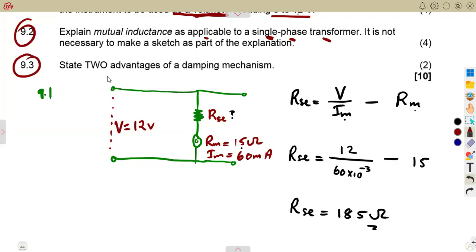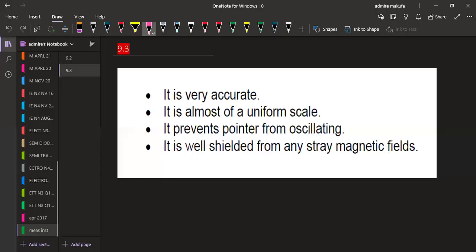Then on 9.3, state two advantages of a damping mechanism. What is it that you have to consider as the advantages? It is very accurate. It is almost of a uniform scale, and it prevents the pointer from oscillating. It is well shielded from any stray magnetic fields. These are the most important to be considered. So we're just going to consider this section as well.